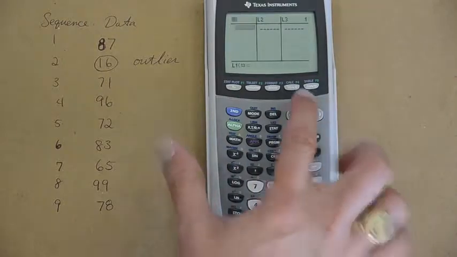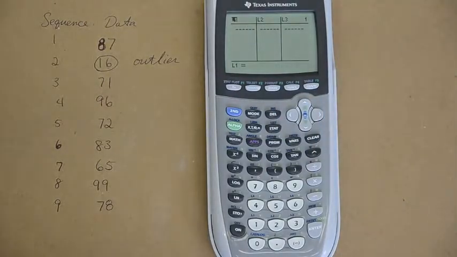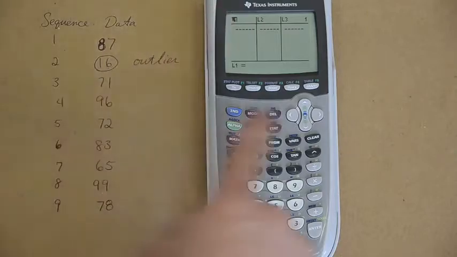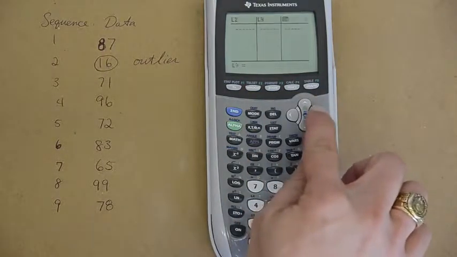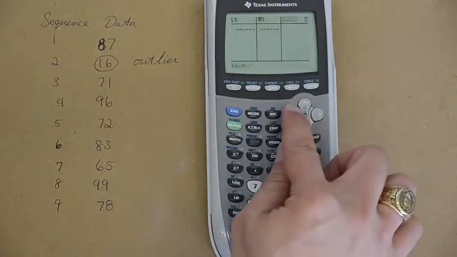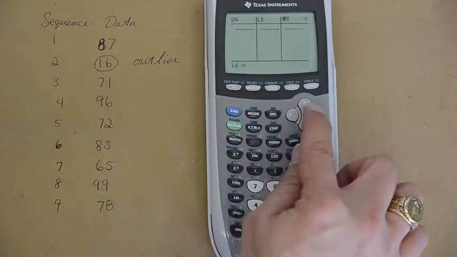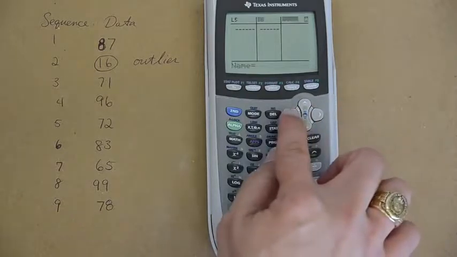If you should accidentally delete a list by going to L1 and hitting delete, oh, well now I only have 5 lists and now L1 is gone. How do you get that back? Well, if there were numbers in that list, they actually would not be gone.